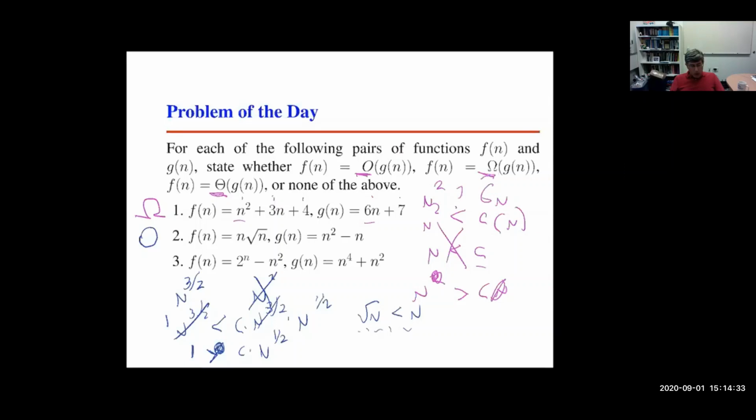Okay, the third one, maybe I'll even go change color again to show that I mean business here, is interesting because I want to compare 2 to the n with n to the 4th. Now, this is a seemingly more difficult thing or a weirder thing. 2 to the n is an exponential. n to the 4th is a polynomial of degree 4.